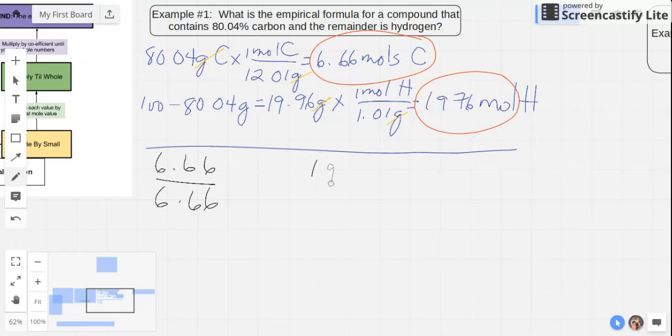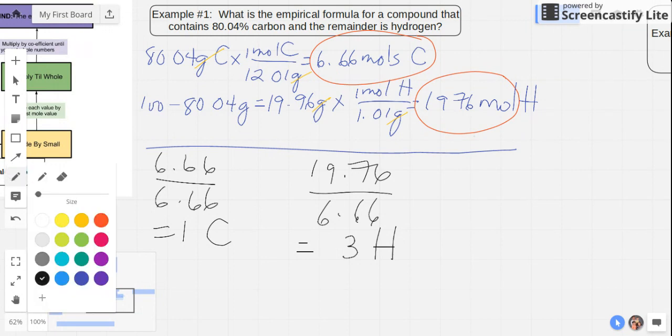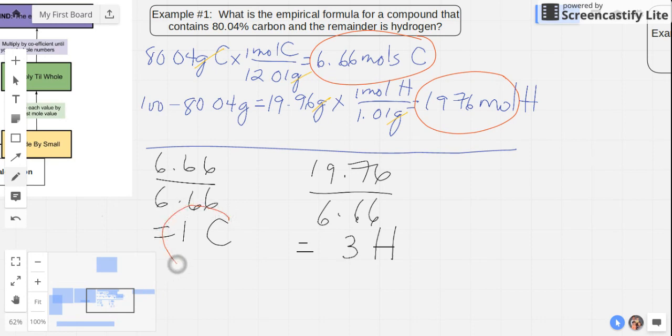So that's 6.66 divided by 6.66. Going to the calculator, of course, if it's the same, that's going to be equal to 1. So this is 1 carbon. And 19.76 divided by 6.66, you will get 3. So that is 3 hydrogen. We don't have any problem with the final answer because we clearly got a whole number. So 1 carbon and 3 hydrogen.